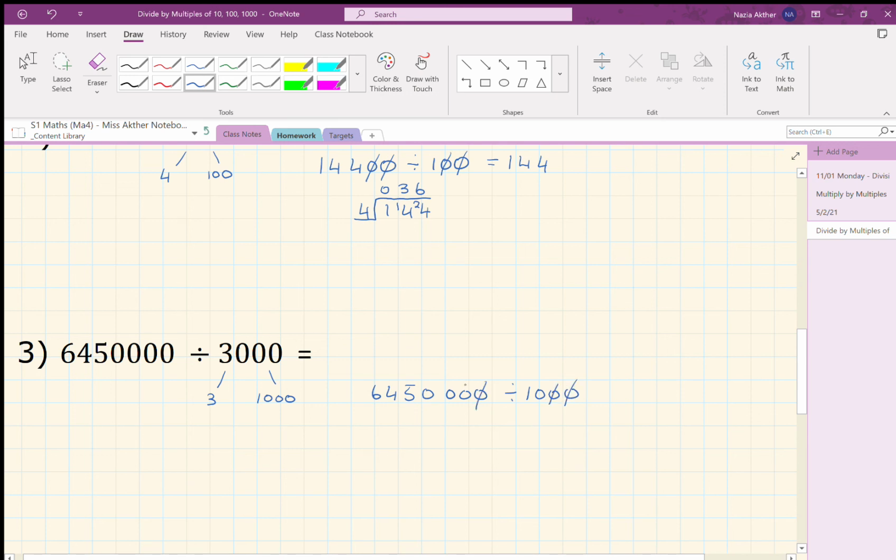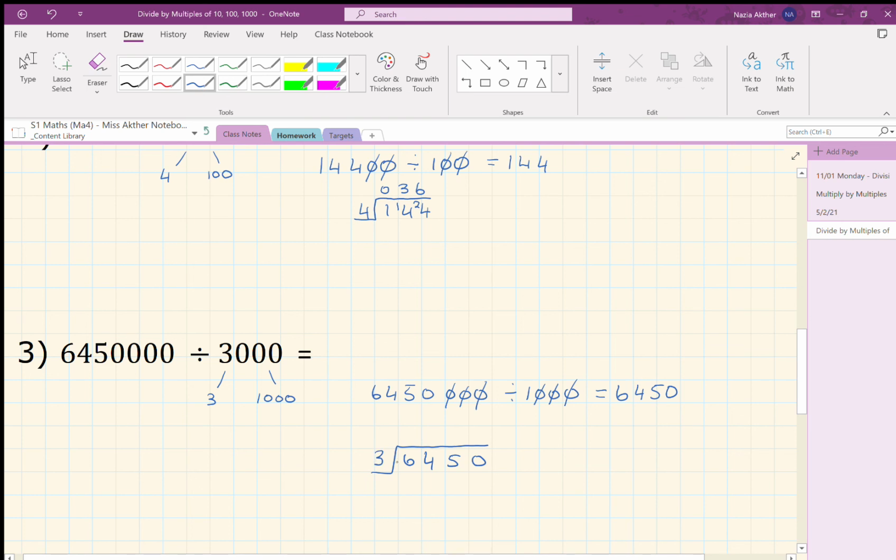So that's 1, 2, 3. So then that is 6,450. We then use our bus stop method to work out what 6,450 divided by 3 is.